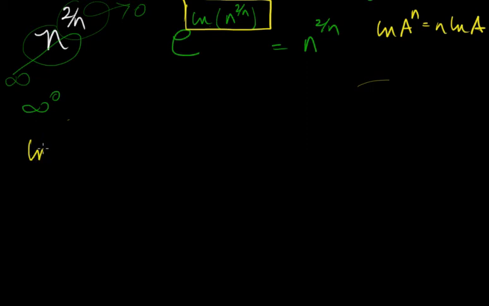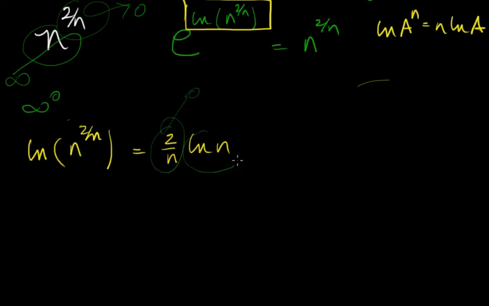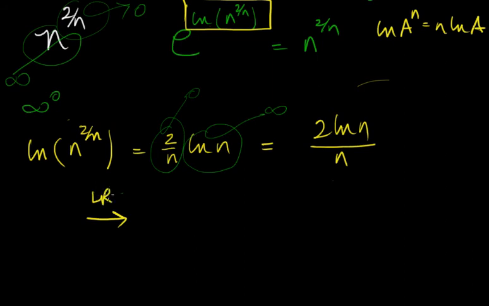Alright, so now I take the natural log of n to the 2 over n, and I write this as 2 over n times the natural log of n. Now, if I just tried to take the limit here, I would get 2 over n goes to 0, natural log n goes to infinity. 0 times infinity is an indeterminate form. But I can rewrite this as we have done. I can write this as 2 times natural log n over n. Now I have infinity over infinity, and I can use L'Hopital's rule. So I'm going to draw a little arrow, and I'll put LH.